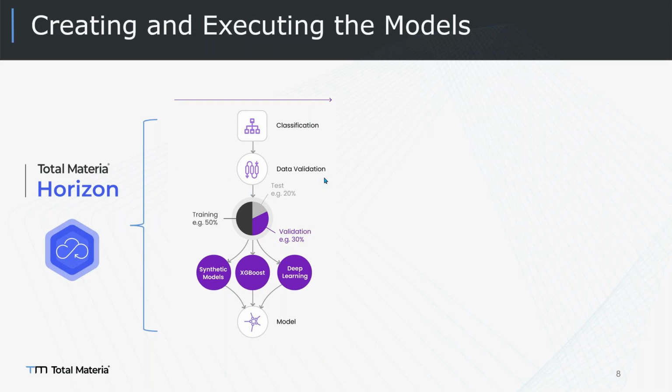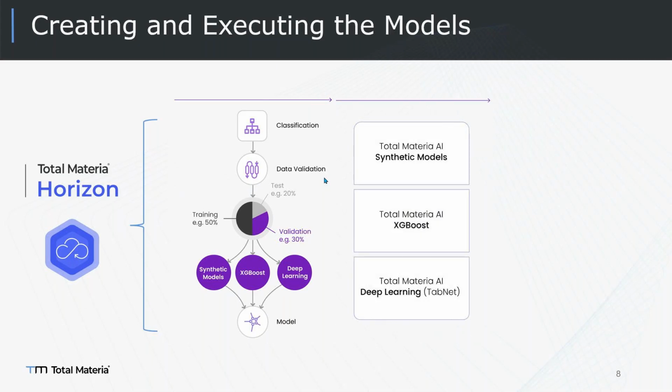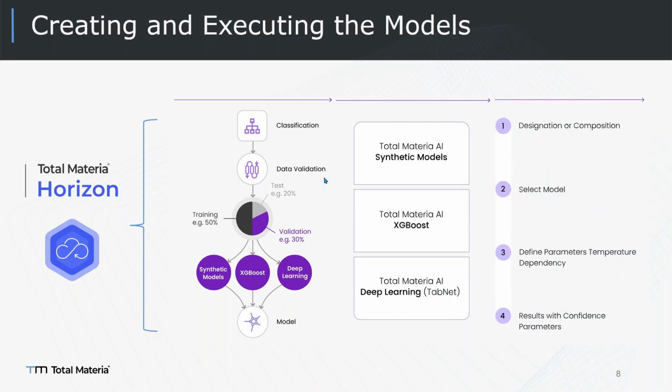So they classify the material, do the proper validation steps, and then create those different models. And really, it's super easy to use Predictor, and Nicola's going to show you how to do that. You either choose your designation or composition, you select your model, you define your different parameters. So you could add in heat treatments, form, temperature, also define which property you want to predict. And then also at the end, you have your list of results with different confidence parameters.